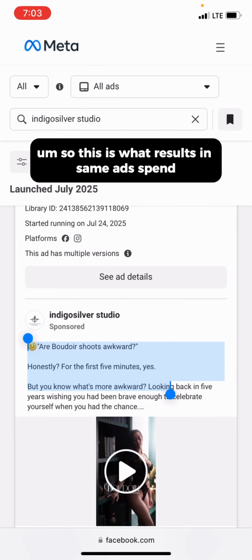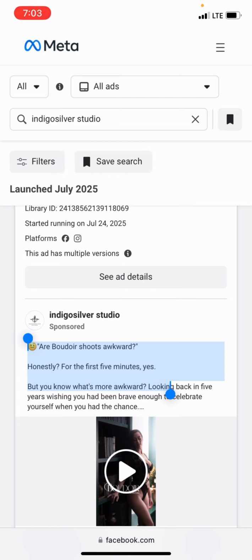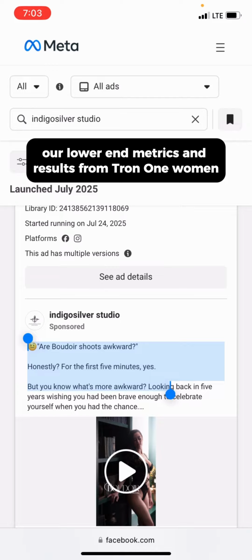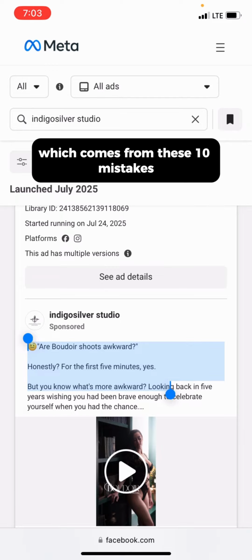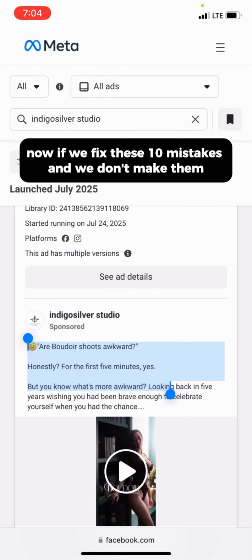So this is what results in the same ad spend, worse and worse and worse results over time. We call this the downward spiral of despair. And this all comes from our lower end metrics and results from tranche 1 women, which comes from these 10 mistakes we're going to talk about today.